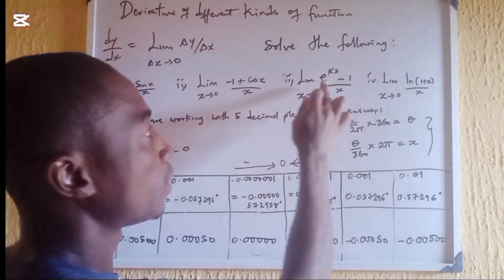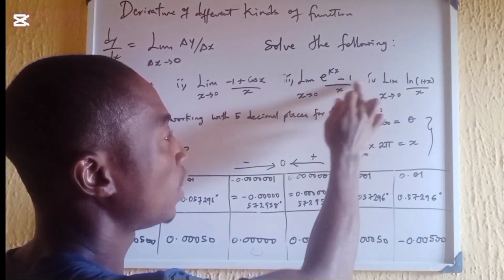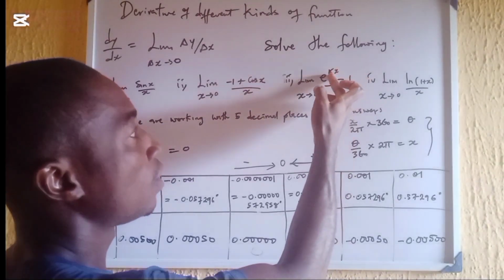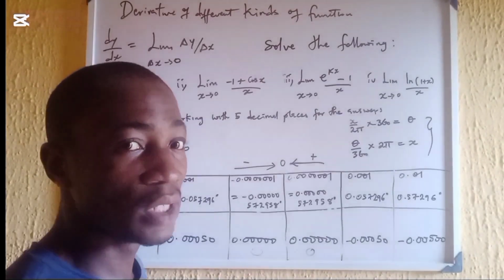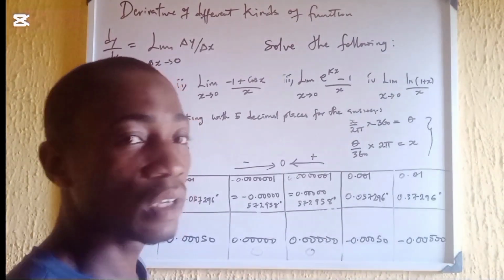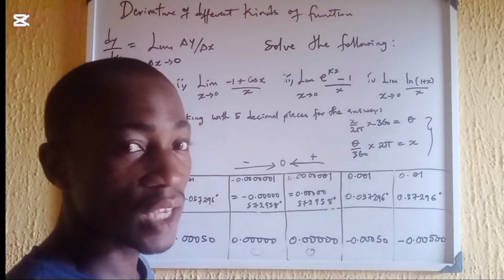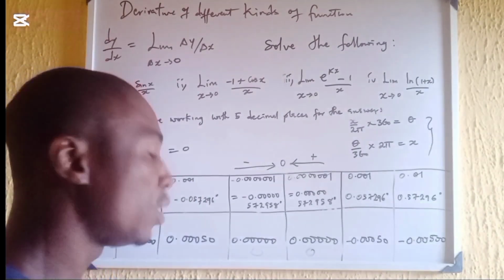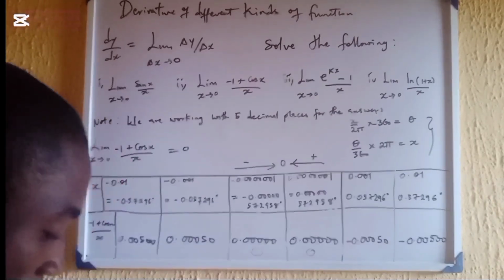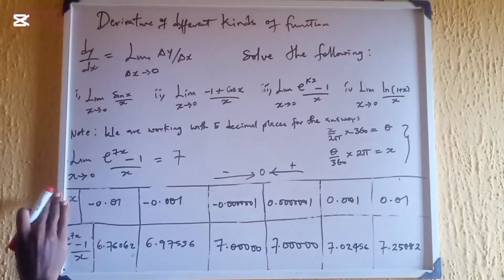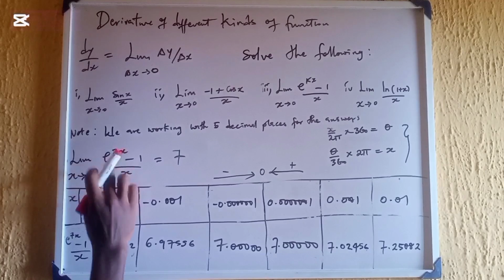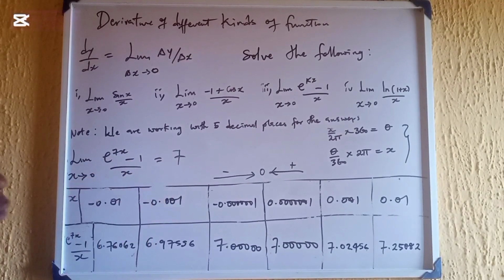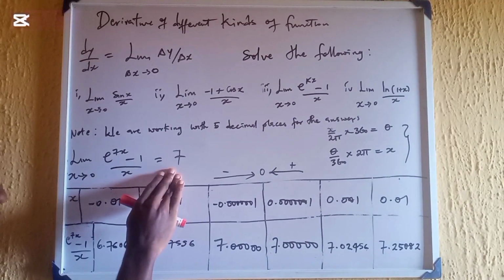Now let's solve for the next one. We have the limit of e to the power kx minus 1 over x as x tends to 0. So I used k here because you could substitute k with any value. So k can be 1, k can be 2, k can be 3, k can be a decimal value. Any value you want for k, just put it and you work with it. So for my own calculation, I'll be using 7 as the value of k. We have the limit of e to the power 7x minus 1 over x as x tends to 0. Now, when we begin to check, we'll discover that our answer is 7.